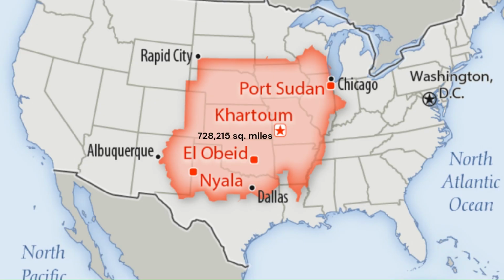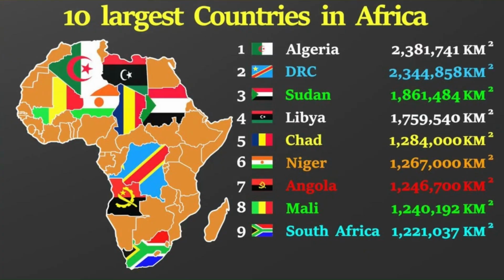This is what Sudan's 728,215 square miles looks like compared to the United States' 3.8 million square miles. Out of its 54 countries, Sudan is third largest in Africa by area. The word Sudan derives from the Arabic expression land of the blacks.